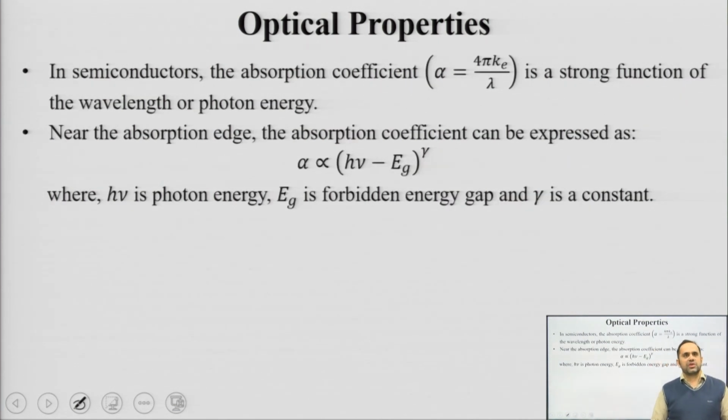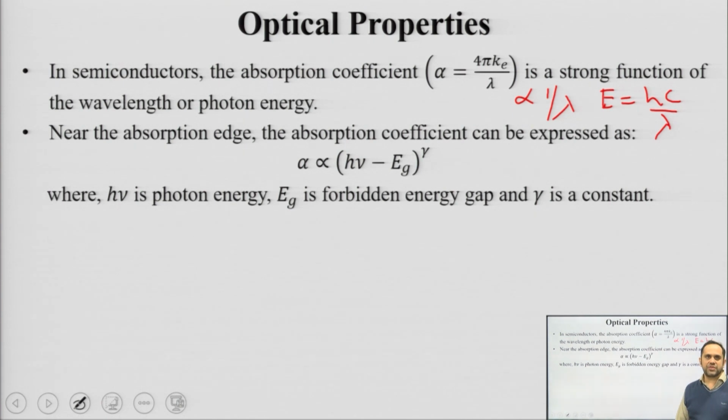The absorption coefficient, which is a strong function of wavelength, you can see that alpha is proportional to 1 over lambda. And lambda is inversely related to the energy of the photon. So, you can say that this absorption coefficient is directly dependent upon the amount of energy incident on the semiconductor.